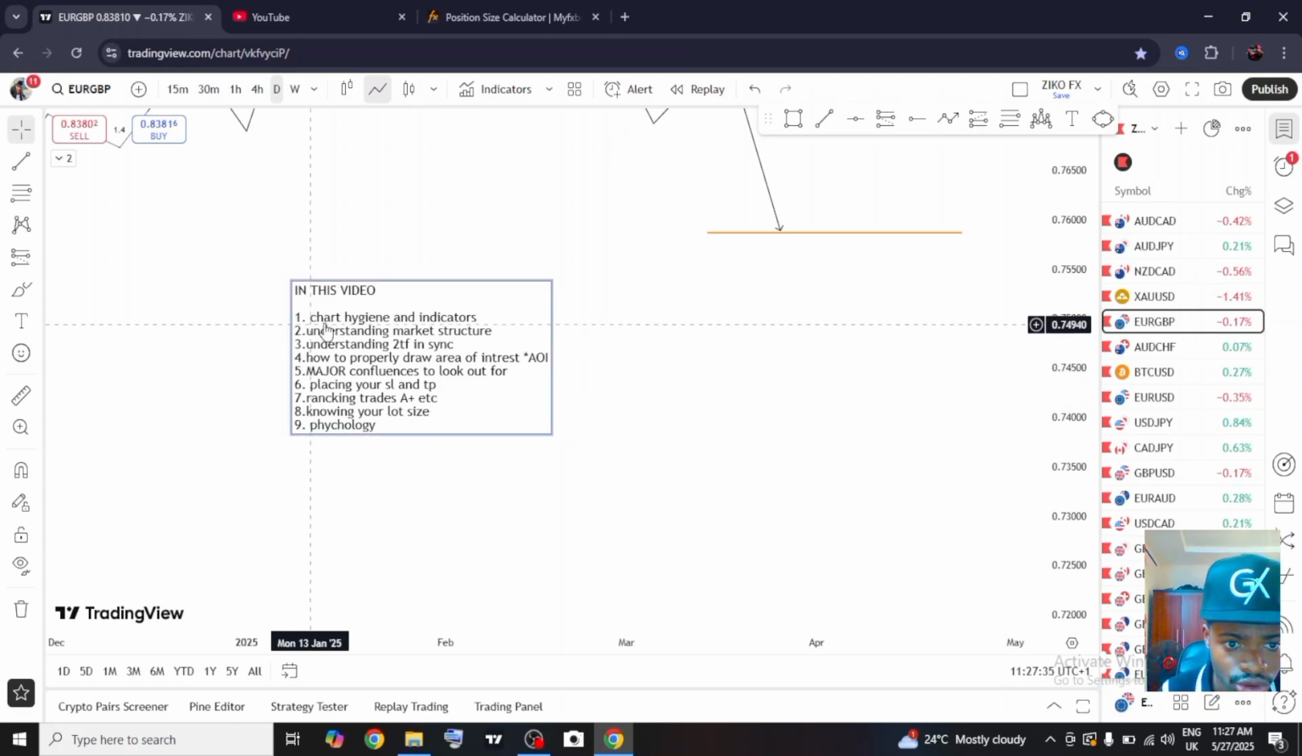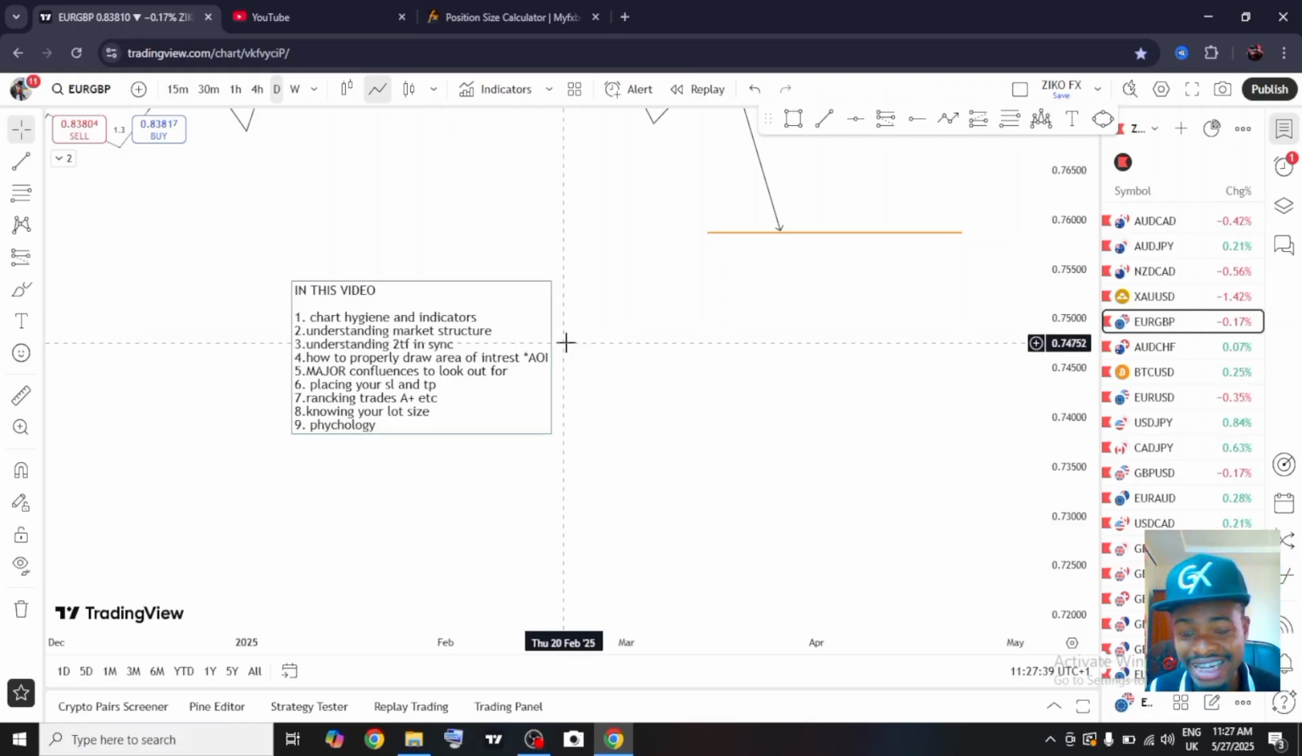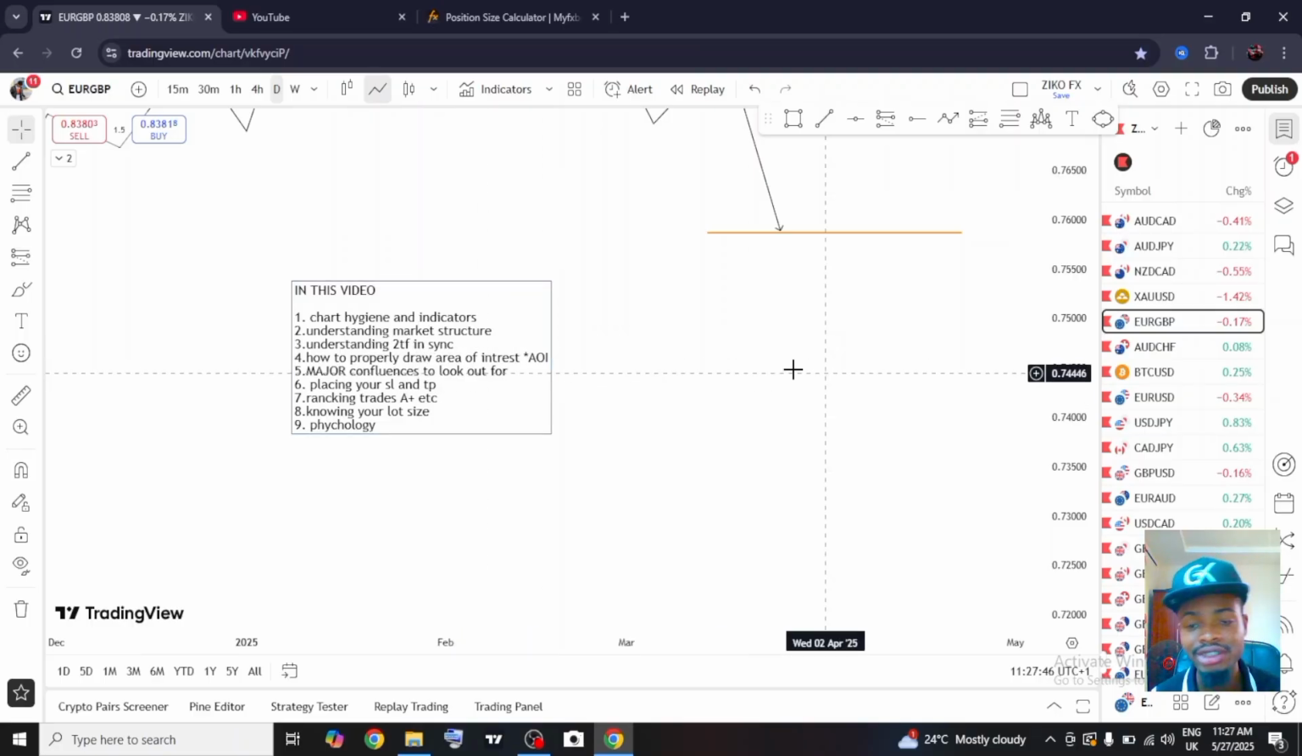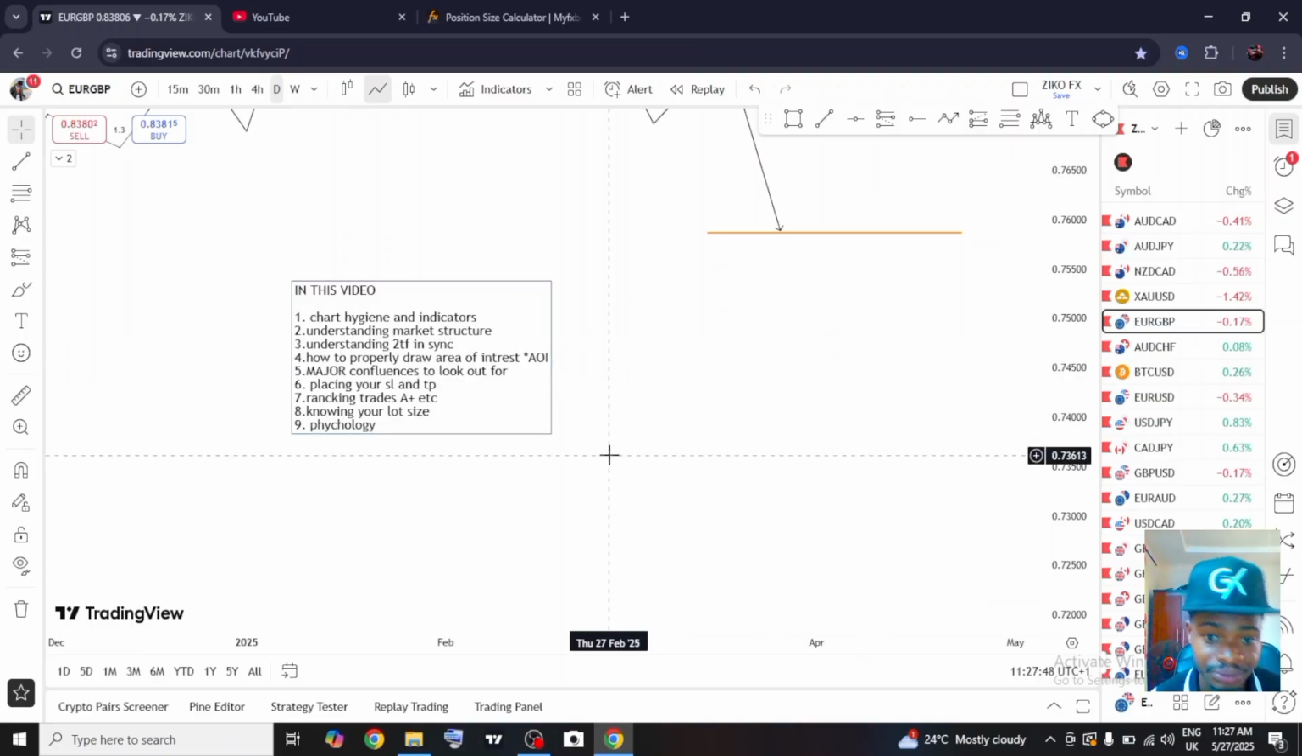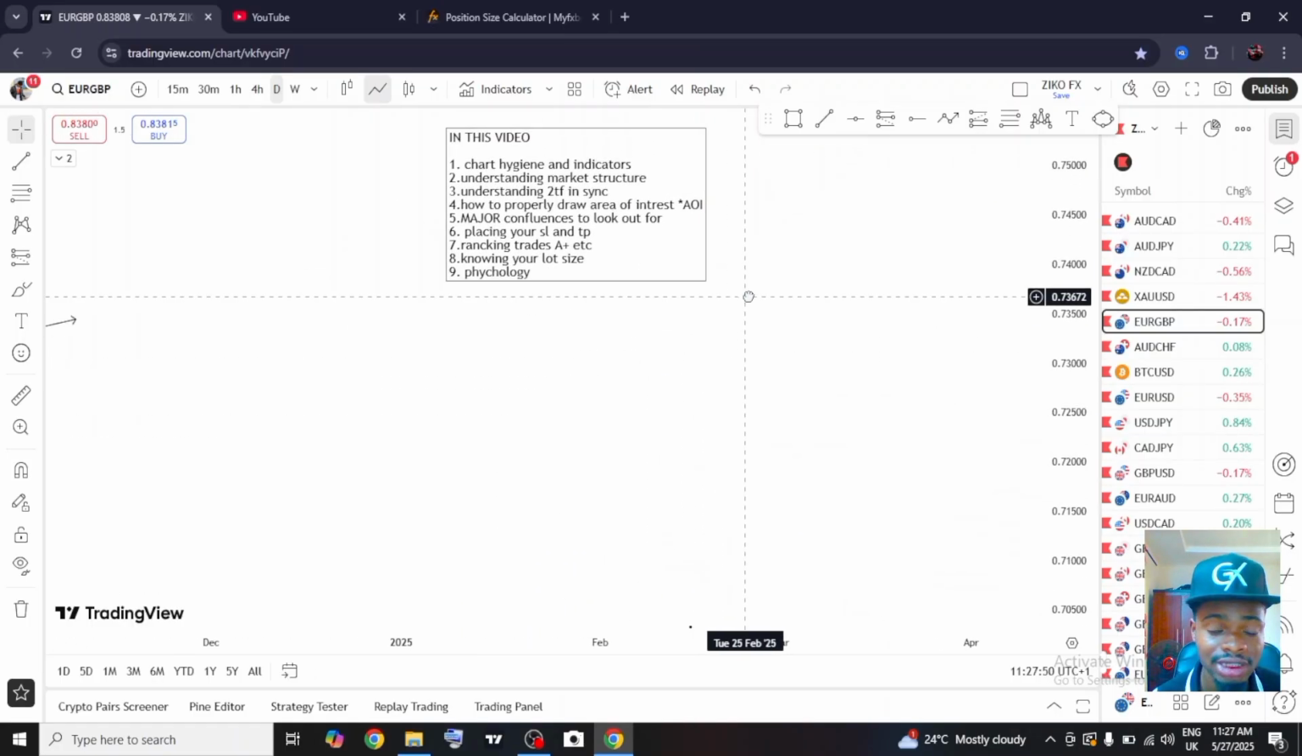So we just covered number 2, which is understanding market structure, and remember, it's just basic higher highs and higher lows and all those good stuff. Now, understanding 2 time frames in sync. This is very simple, because you need to understand 2 time frames in sync in order for you to be able to draw area of interest. If you even go to draw area of interest, you need to understand what 2 time frames in sync even is, right?